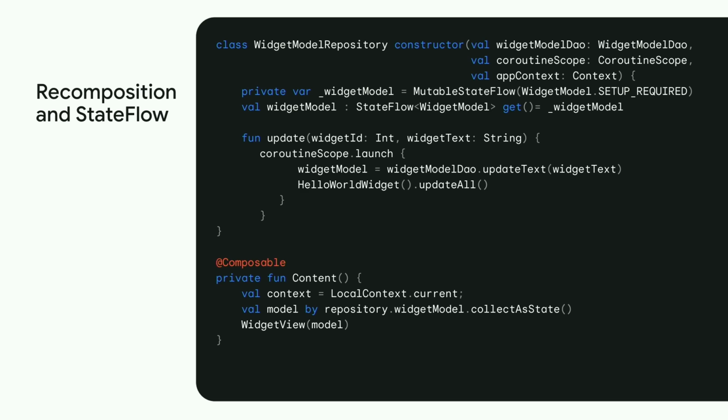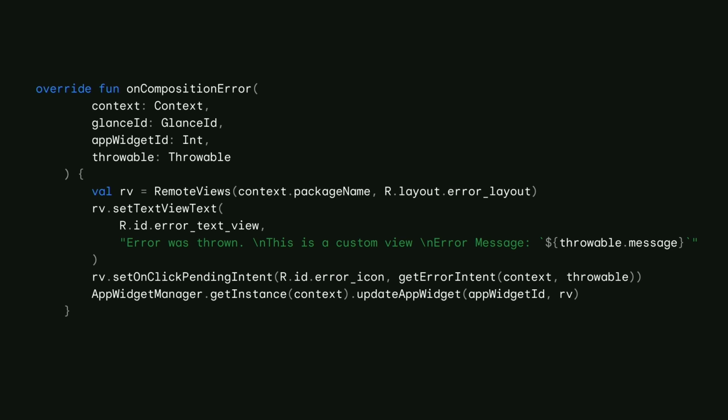Glance also supports recomposition while the Glance worker is running. Since only one Glance worker per ID is running, Glance widgets should observe data sources within the composition to ensure that updates are not missed.